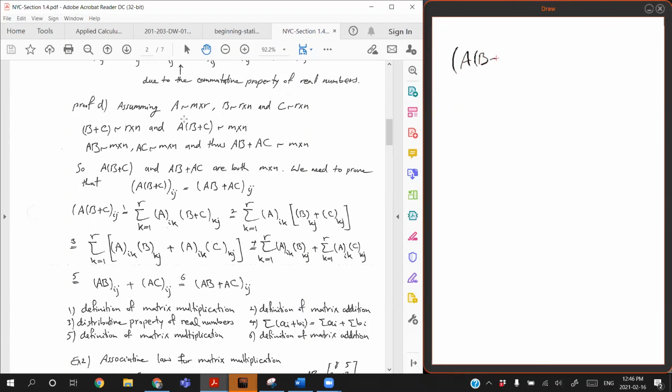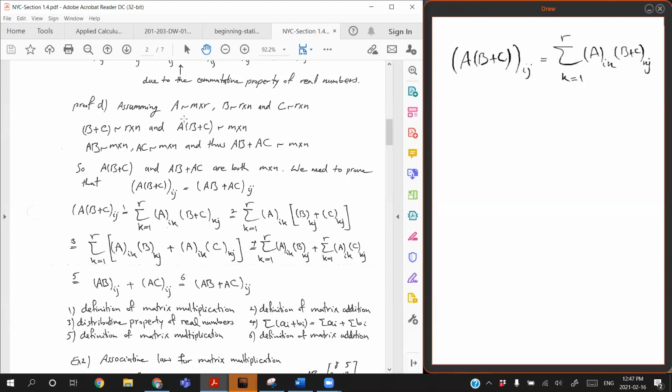A times (B plus C), ij. Okay, you can see that this is a multiplication, and the shared dimension is R. So according to the definition, this is going to be sigma K from 1 to R, A I K times (B plus C) K J.